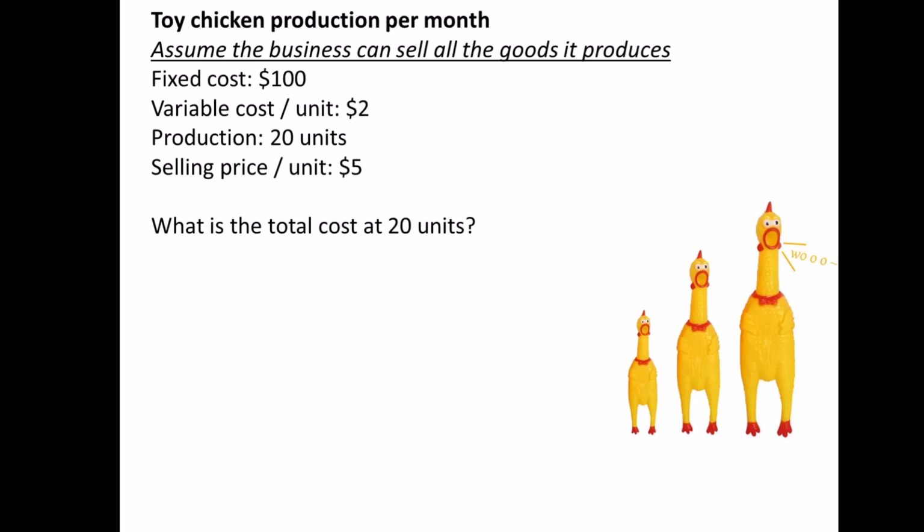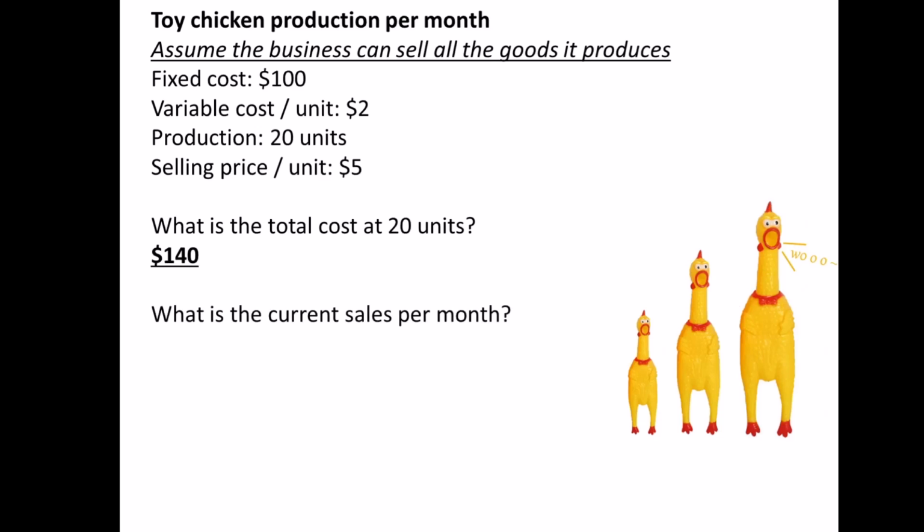$140. How do you get that? Exactly, that's how you get the total cost, by adding the fixed cost and the variable cost together, the total fixed cost and the total variable cost, then you will get 140. Easy, right? Okay, let's go to the next one.